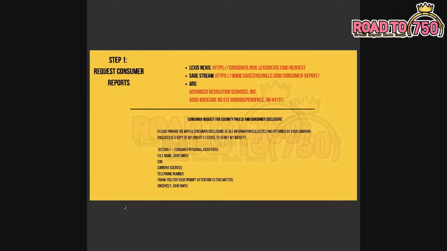It literally just says, please provide me with a consumer disclosure of all information collected and retained by your company. Enclosed is a copy of my driver's license to verify my identity. Then you would just fill out your full name, your SSN, and yes, it has to be your full SSN number, your current address, your telephone. Thank you for your prompt attention to this matter. Sincerely, John Smith. So this is just a letter requesting your ARS report, because they do not let you put the request in online.